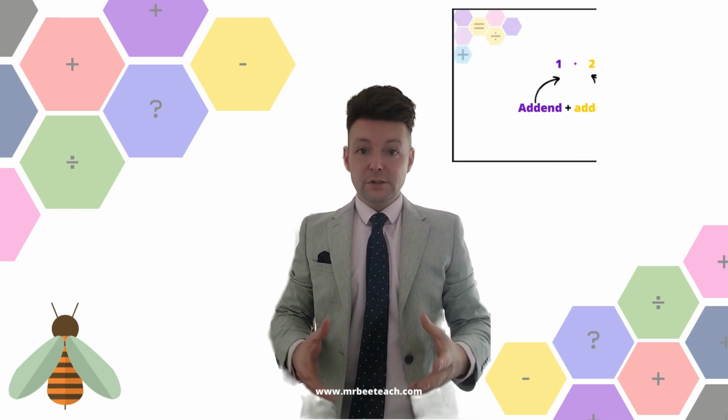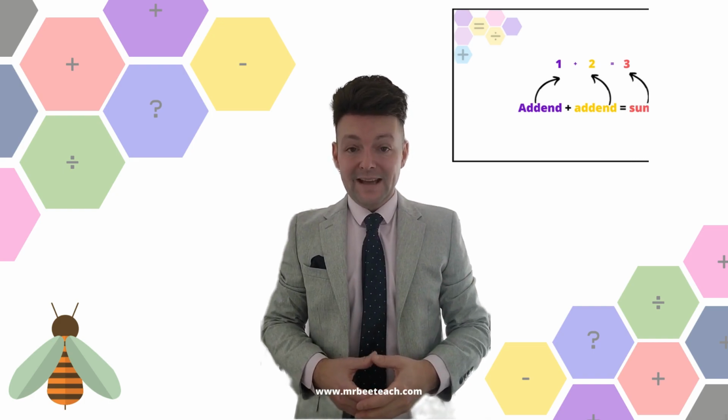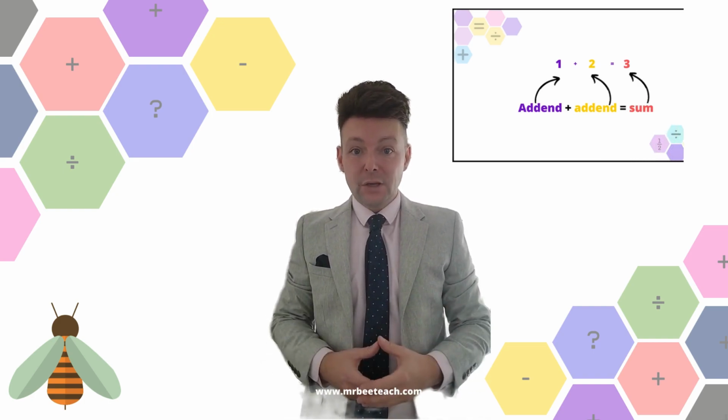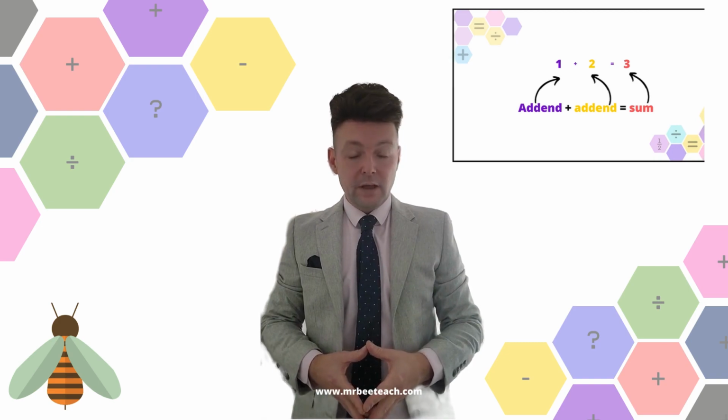Addition is about combining quantities. The numbers that we add together are called the addends, and the result, the answer, we call the sum. For instance, 2 and 3 equals 5. 2 and 3 are addends, and 5 is the sum.